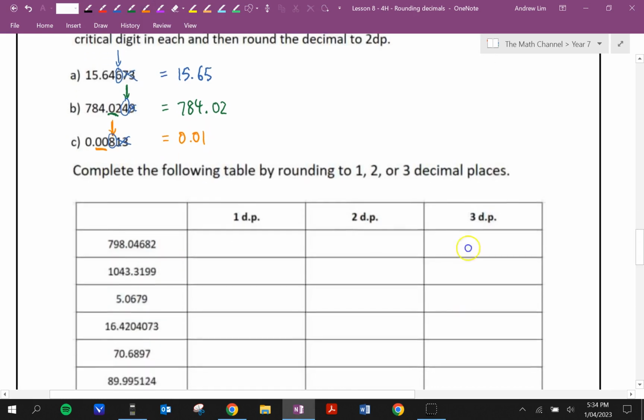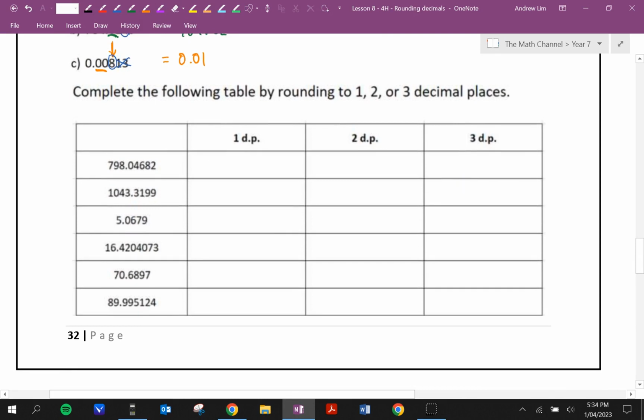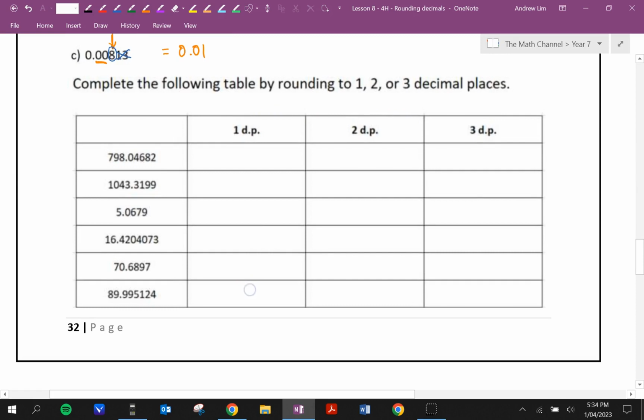Alright. So I've got a whole bunch of decimals here that I want you to round to 1, 2, and 3 decimal places. I might do one more with you, and then I'll get you to have a go with the rest. So 1 decimal place, 798.04682. Let's highlight. For 1 decimal place, the critical digit is 4. So I got 798. Now, is it 0.0 or is it 0.1? The 4 tells us it's just 0.0.